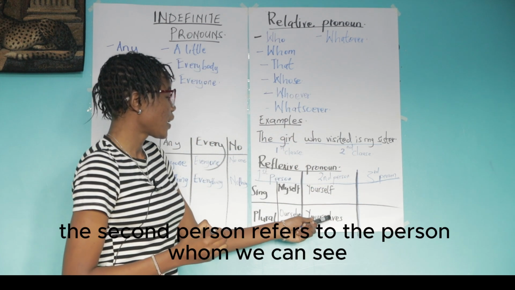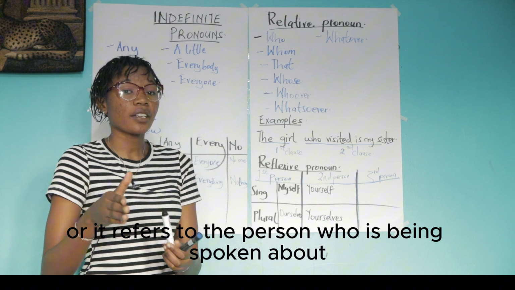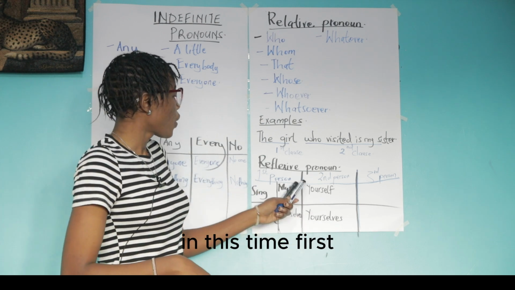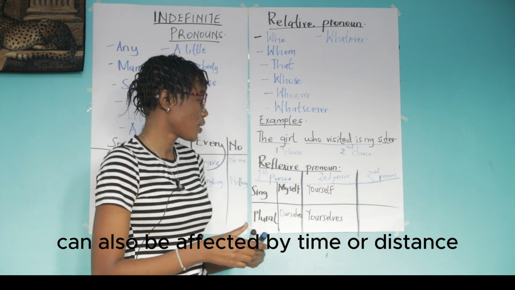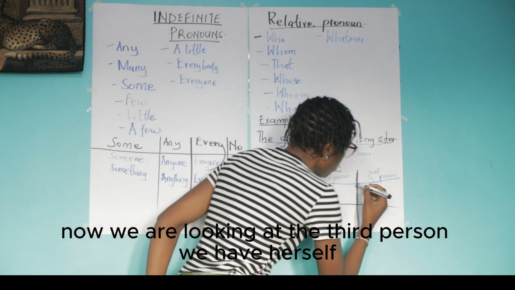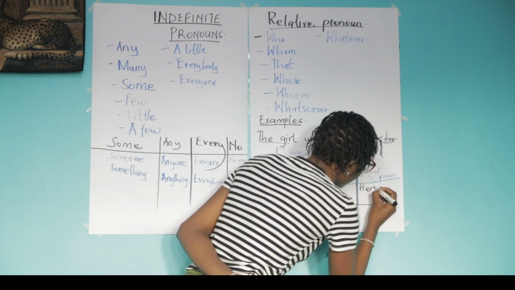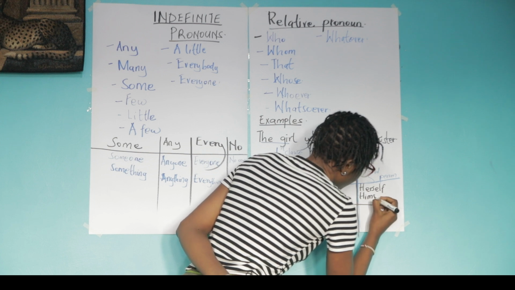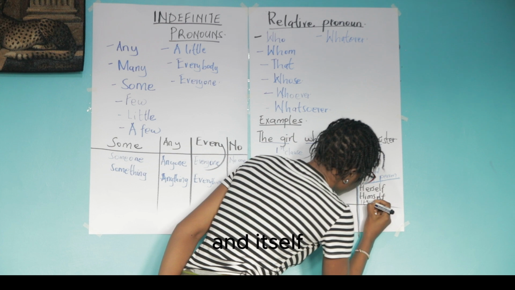The second person refers to the person whom we can see, or the person who is being spoken to at this time. Second person and third person can also be affected by time or distance. Now we are looking at the third person. We have herself, himself, and itself.